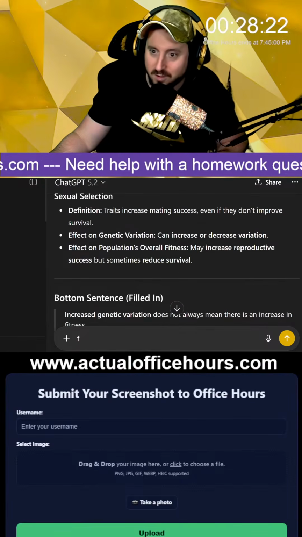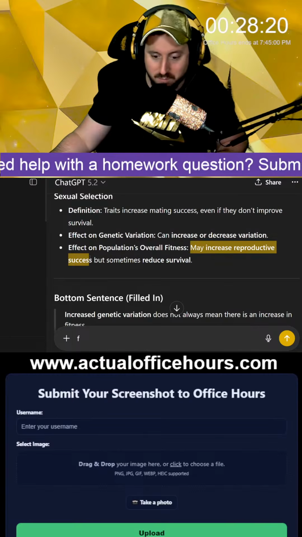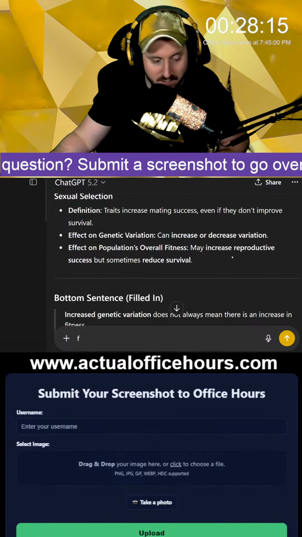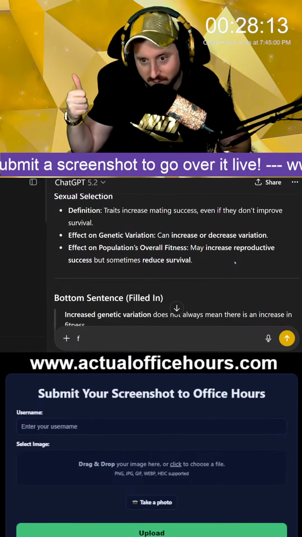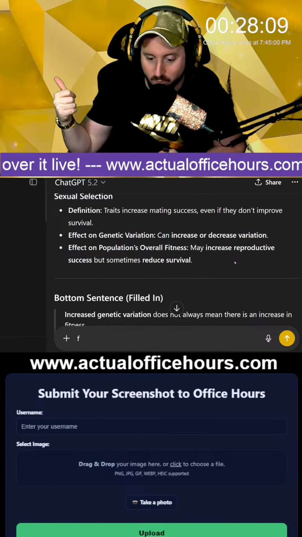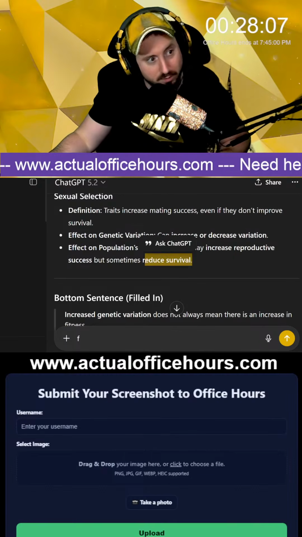With the peacocks. So, for instance, if you're a bright peacock, maybe a lot of girls want to sleep with you. Great. That increases reproductive success. But also now you become a huge target for other things that want to eat you. So that can reduce survival.